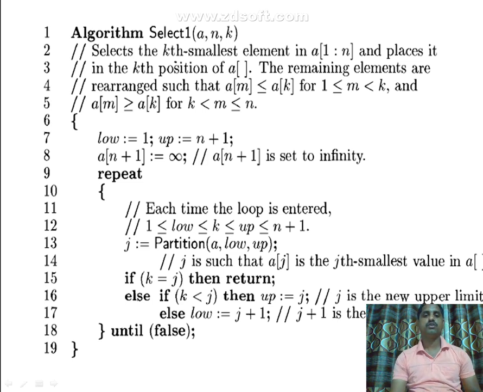So j equal to Partition of a, low, up. Then if k equal to j, then return. Else if k less than j, then up equal to j. That is, j is the new upper limit. Else low equal to j plus 1, so j plus 1 is the new lower limit, until the false statement.